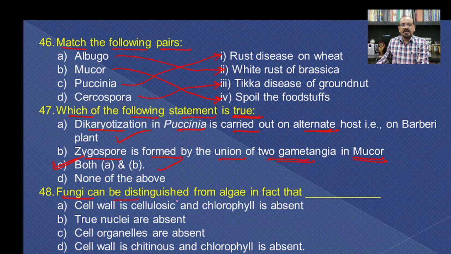Then fungi can be distinguished from algae in that, first of all, we must remember that the fungi is the group of organisms which is dependent upon other organisms for its mode of nutrition, that is, it is heterotroph in the mode of nutrition because it does not possess chlorophyll for the synthesis of food material. And the second one, the cell wall is made up of fungal chitin, and hence the cell wall is chitinous and the chlorophyll is absent, which become the characteristic features of the fungi. Through that we can distinguish it from the other members of the algae.